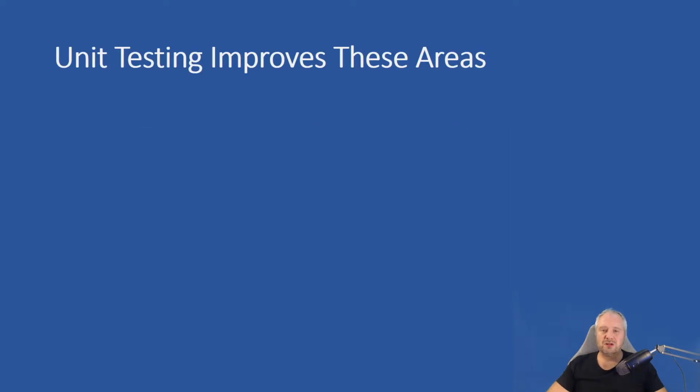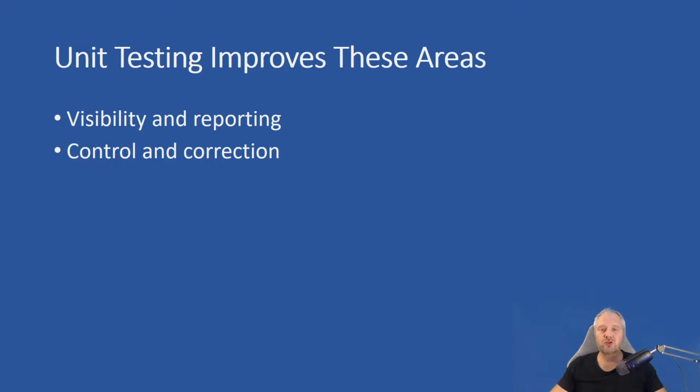So, what does unit testing improve? These are the areas that it improves. The visibility and the reporting are going to be better because you can visually see what's happening with those unit tests. You will see what's happening and you can report on that. There's more control and correction because before you push anything along the pipeline or to your repository, you are able to see what failed, and you'll be able to correct that in a timely fashion.